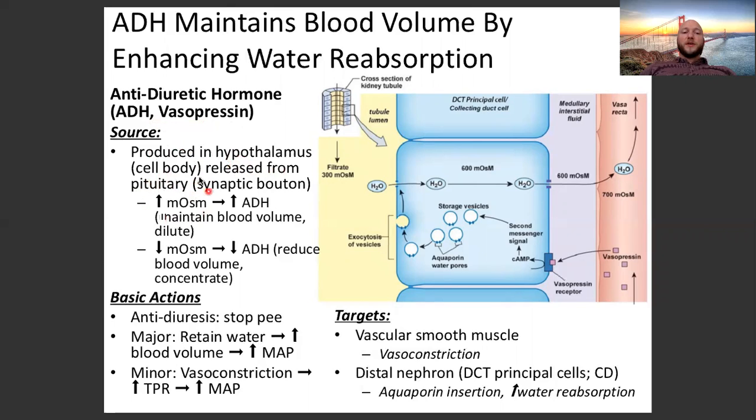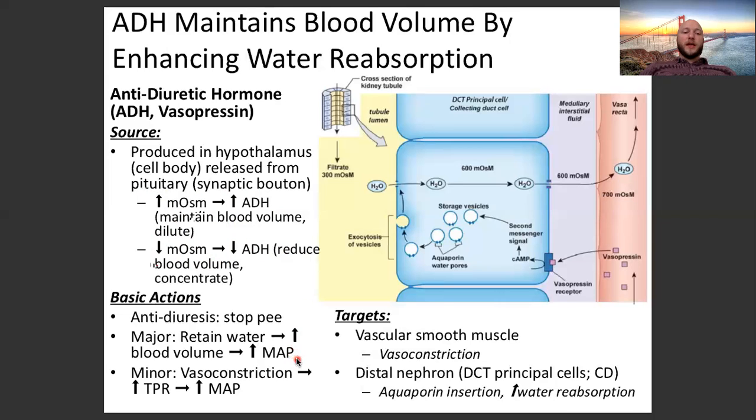When there's an increase in osmolarity in your body, it will increase ADH release. So increase in osmolarity, increase in ADH. This helps maintain blood volume so that our bodies don't have an increase in osmolarity. If there's a decrease in osmolarity, ADH is decreased, which helps reduce blood volume and concentrate our bodies.